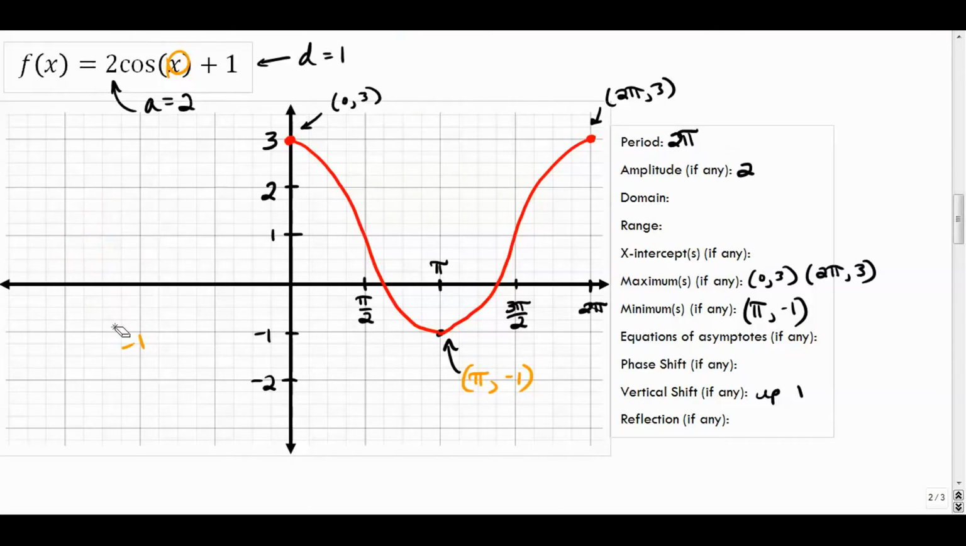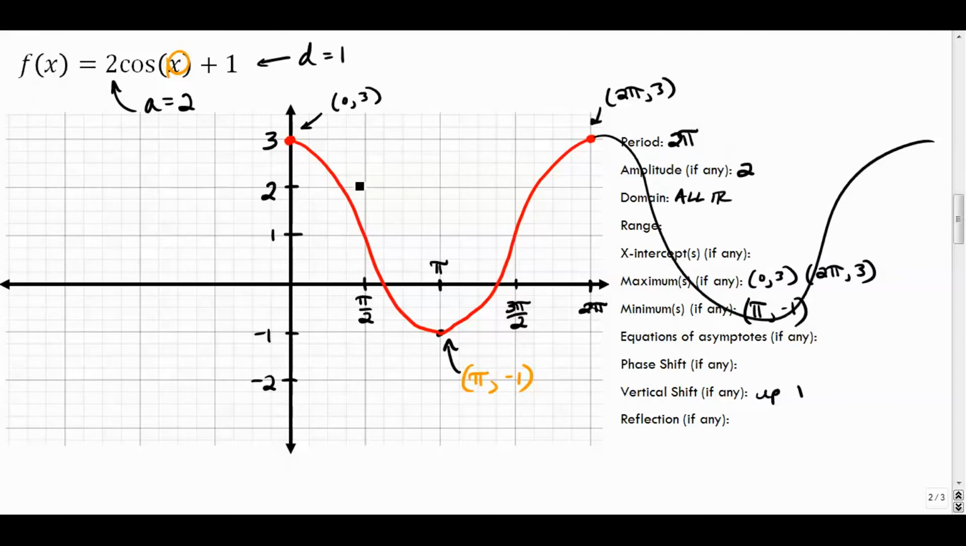Alright. Let's see. Domain, of course, is everything. This thing will just keep repeating itself over and over again. The range, that changes pretty drastically. It goes from -1 to positive 3 inclusive. X-intercepts are a little bit challenging. It doesn't look like they're super clear to see. It's definitely not π/2.